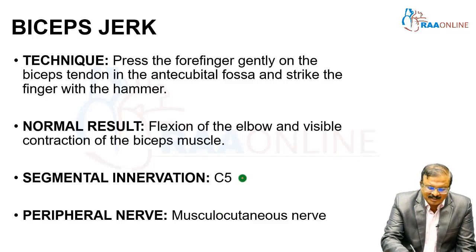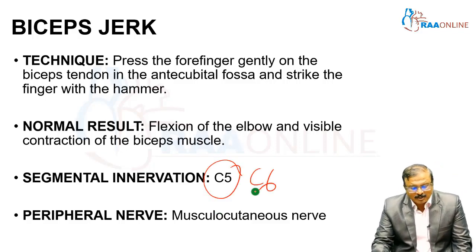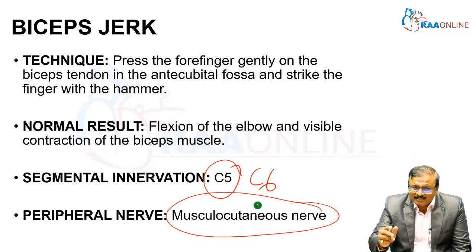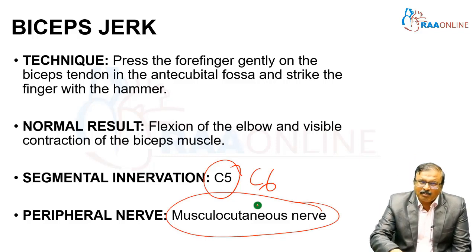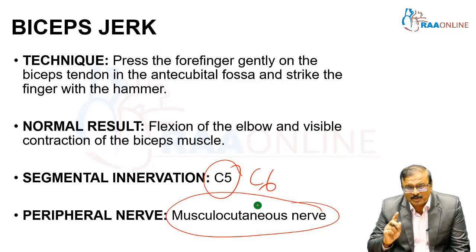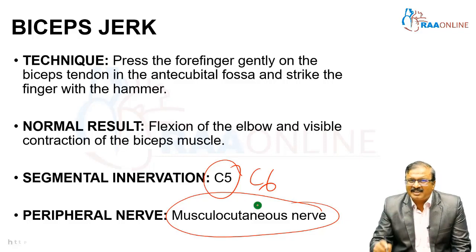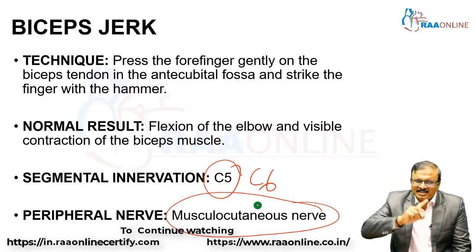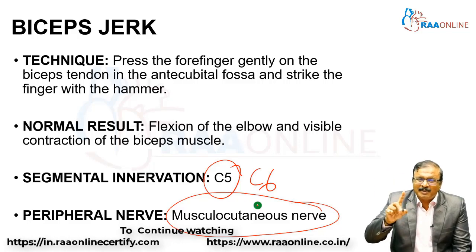The segmental innervation is C5 and C6. The peripheral nerve is the musculocutaneous nerve. So, it can be absent when there is a problem with the musculocutaneous nerve, neuropathy, or when the muscle, the biceps muscle, is affected. It can be exaggerated when the higher control is lost, that is, in a pyramidal lesion.